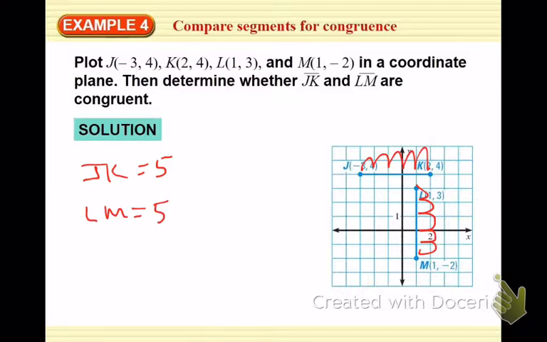So are these guys congruent? Yeah, they are. And so we can write segment JK is congruent to segment LM. Okay? So that's lengths of segments and congruence.